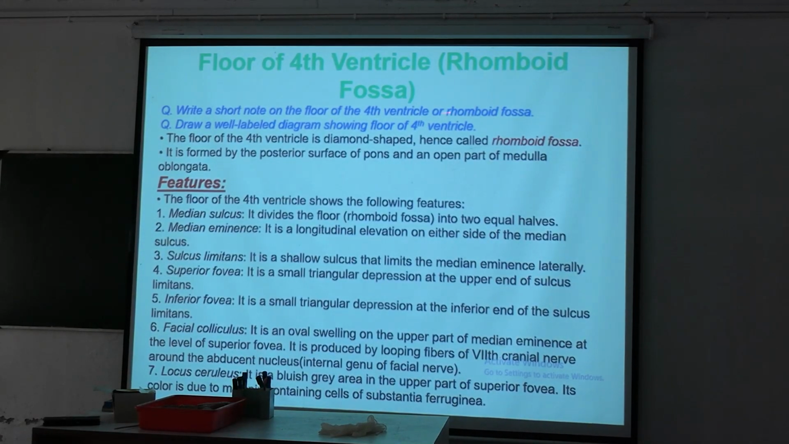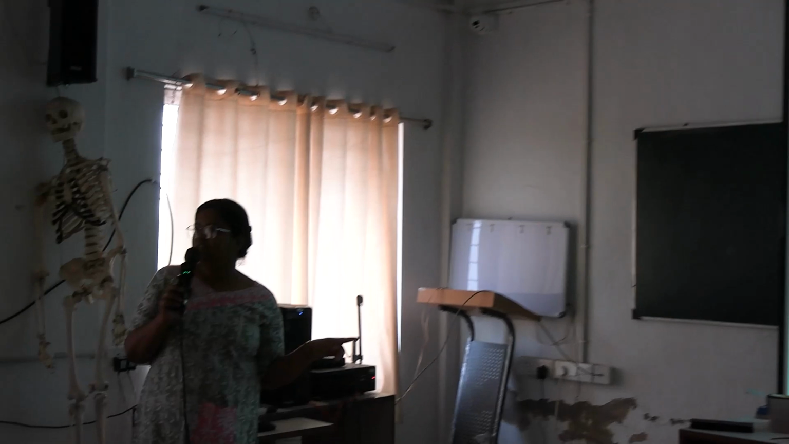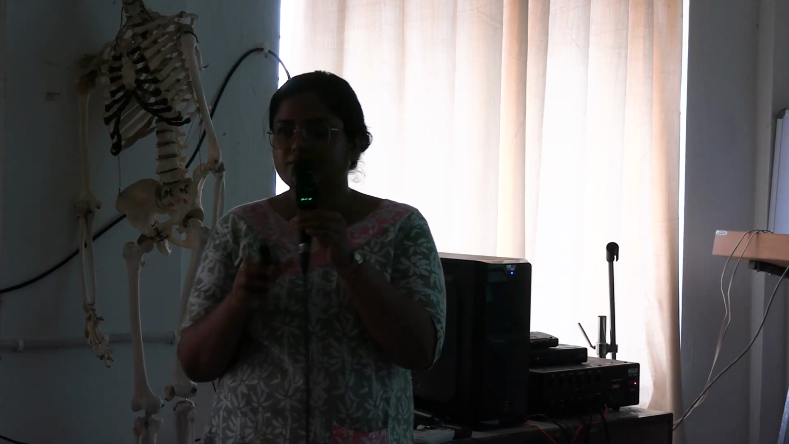Next we go to the floor. Floor is important, also known as rhomboid fossa. Today we have got restiform body. Restiform body is the inferior cerebellar peduncle. Another term is rhomboid fossa. Rhomboid fossa is the floor of the fourth ventricle. Okay, this comes in short note.